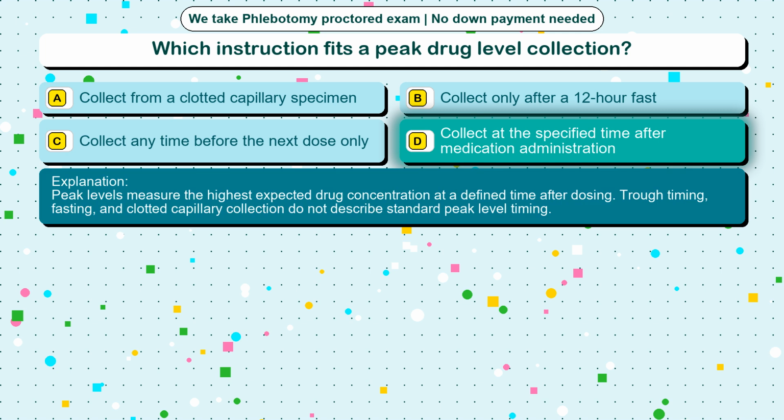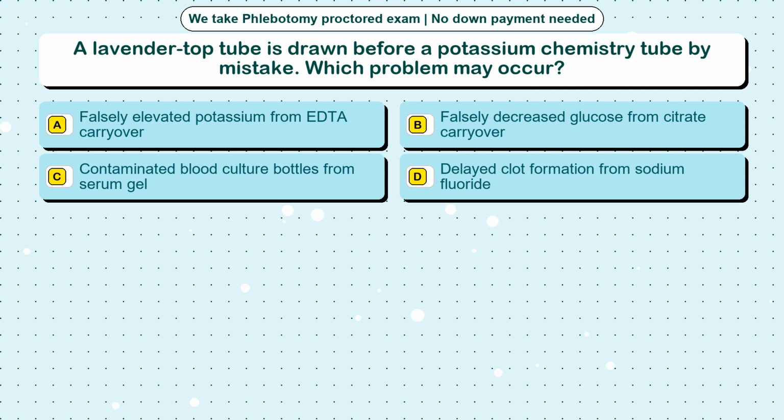Peak levels measure the highest expected drug concentration at a defined time after dosing. Trough timing, fasting, and clotted capillary collection do not describe standard peak level timing. Question 69. A lavender top tube is drawn before a potassium chemistry tube by mistake. Which problem may occur? Option A, falsely elevated potassium from EDTA carryover. Option B, falsely decreased glucose from citrate carryover.